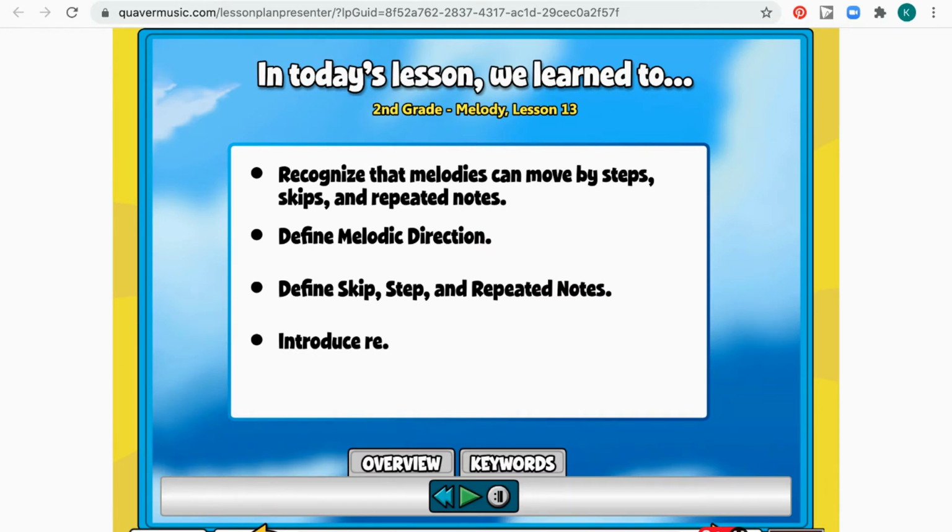So what did we learn today? We recognized that melodies can move by steps, skips, and repeated notes. We defined what a melodic direction was: moving up, moving down, staying the same. We defined what a skip was, what a step was, and what repeated notes were. And we did not get into re. We'll do that another time.